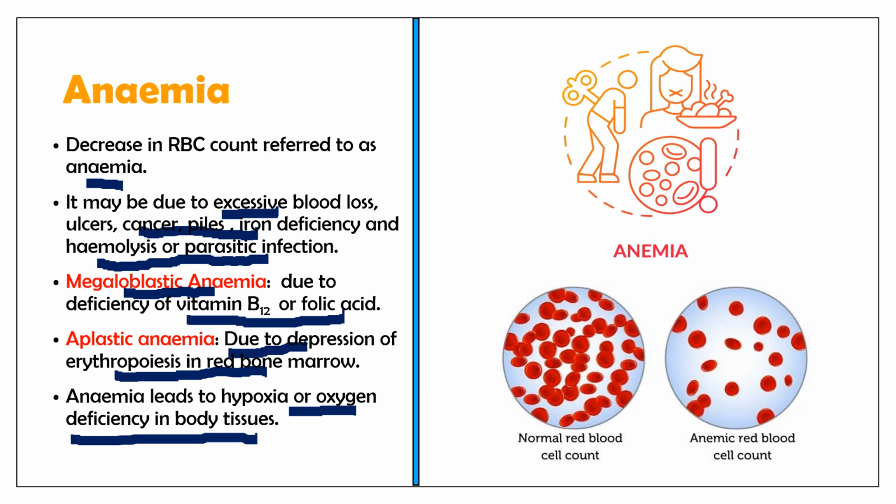And as we can see in this picture, this is the normal red blood cell count, or RBC count, and in anemic patients the number of RBCs is less. This is the anemic red blood cell count. Now let's move to the next one, that is polycythemia.